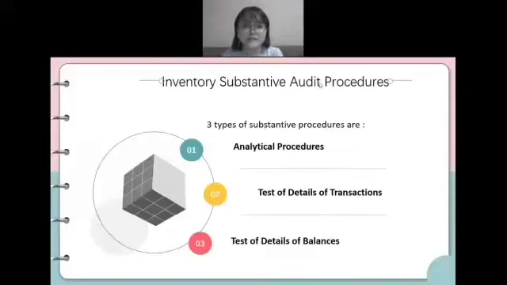Now I will explain about inventory substantive audit procedures. There are three types of substantive procedures, which are analytical procedures, test of details of transactions, and test of details of balance.